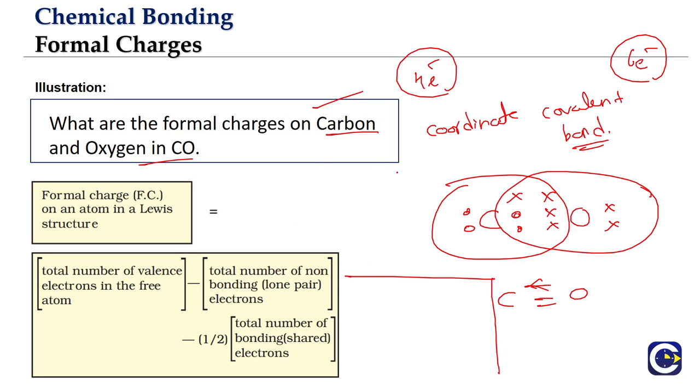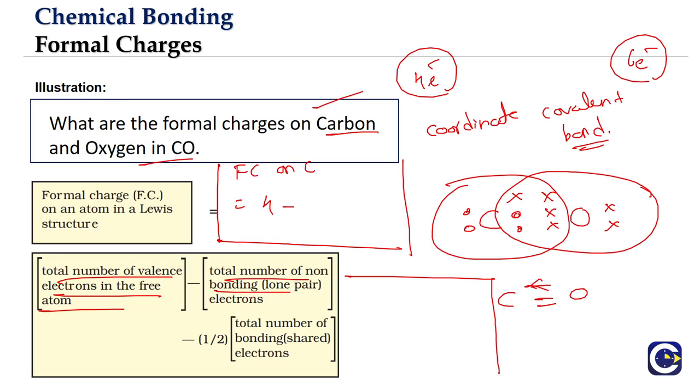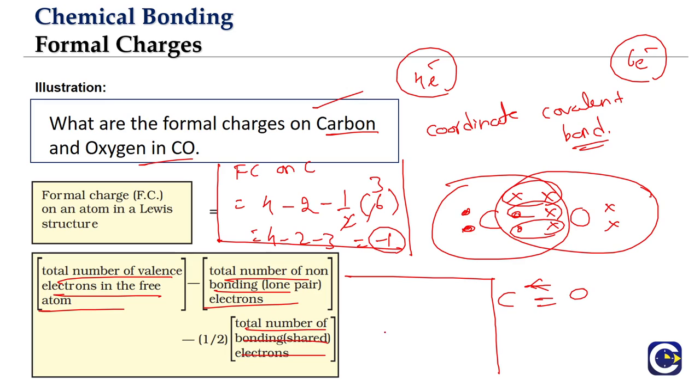So let us calculate the formal charge on the carbon. So formal charge on carbon, what is it? Number of valence electrons in free state. What is the valence electrons of carbon? It is 4, minus the number of non-bonding electrons. See, carbon is having 2 of its electrons that are not used for the bonding, so minus 2, minus half into number of bonding electrons. See, totally what is the number of bonding electrons? 6 electrons are there. So 2 ones are, 2 threes are. What is it? 4 minus 2 minus 3. What is it? Minus 1.